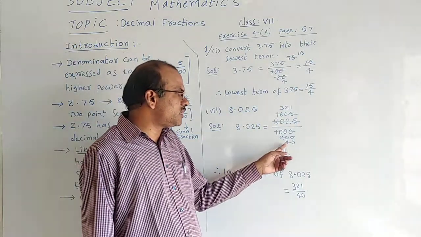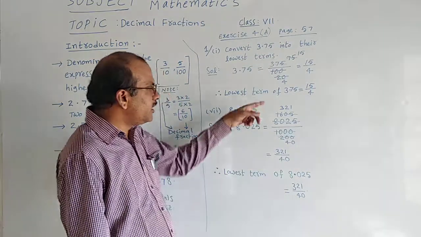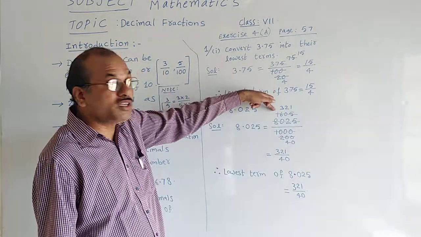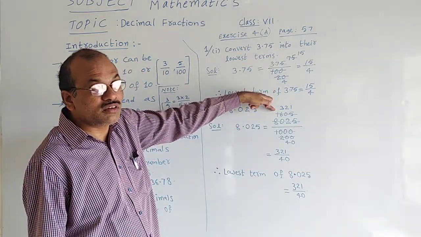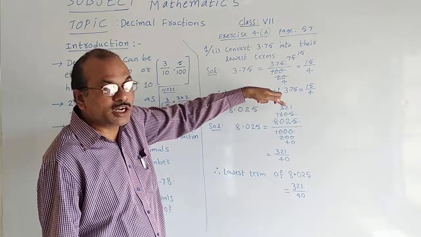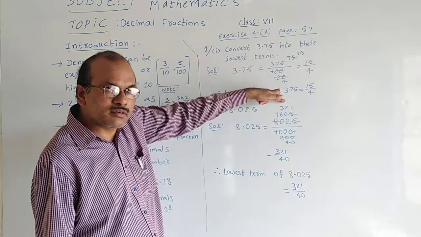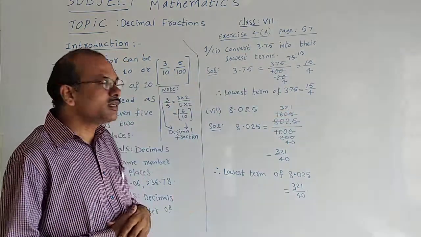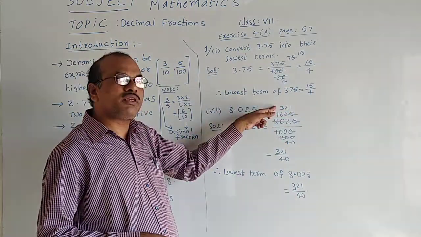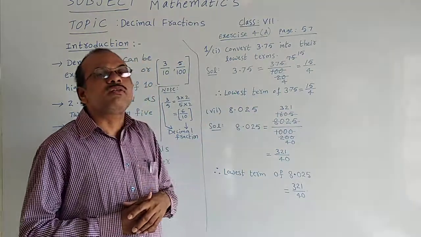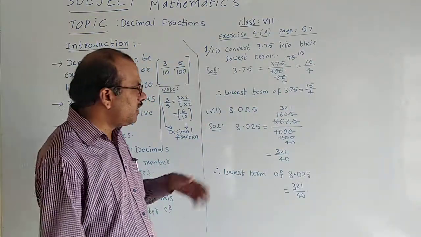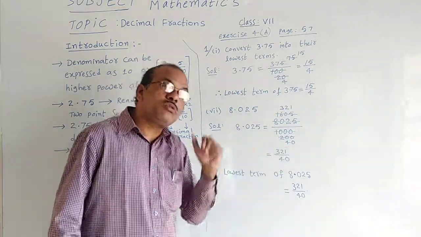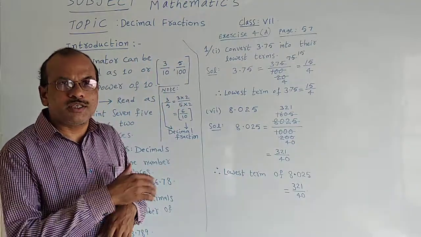Next also the fifth table only. 5 4s are 20 and 0 dropped. Here 5 3s are 15, filled in the 16. 1 remains, 10. 5 2s are 10. Then 5 is left. 5 1s are 5. That means 5 into 321 gives you 1605. 5 into 40 gives you 200. I hope it is clear for you.